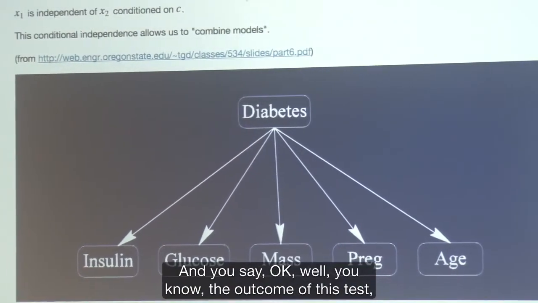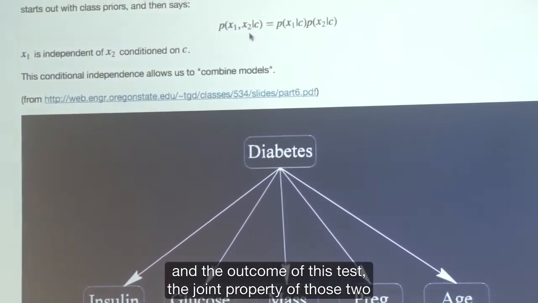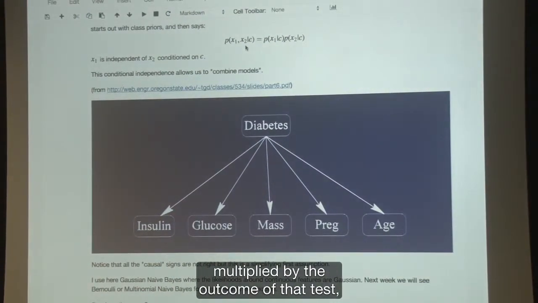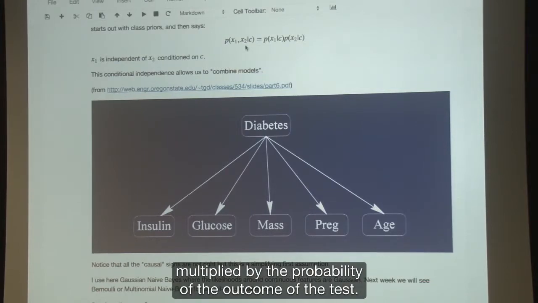And you say, okay, well, the joint probability of the outcome of this test and the outcome of this test is equal to the probability of the outcome of this test multiplied by the probability of the outcome of that test, multiplied by the probability of the outcome of that test.